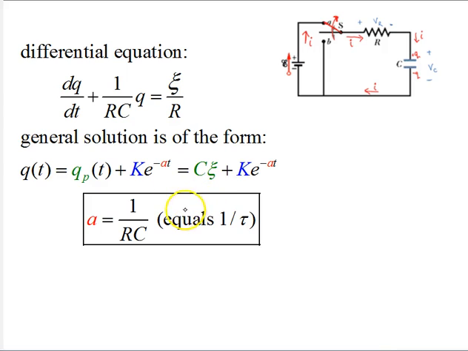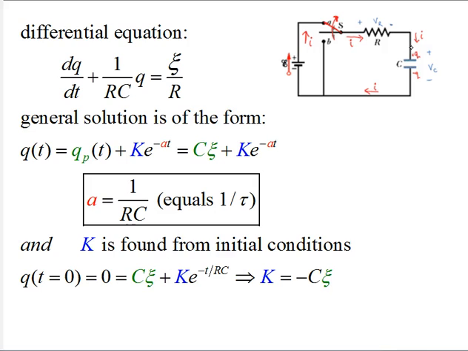For this circuit, without solving for it, we'll go by experience: A must be 1 over RC, or 1 over tau, where RC is our time constant. So tau is the time constant for the circuit. For an RC circuit, that is equal to RC, the equivalent resistance times the equivalent capacitance in the circuit. Our K can then be found using our initial conditions.